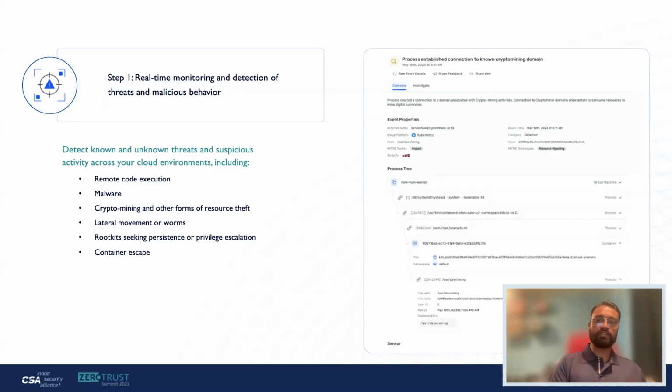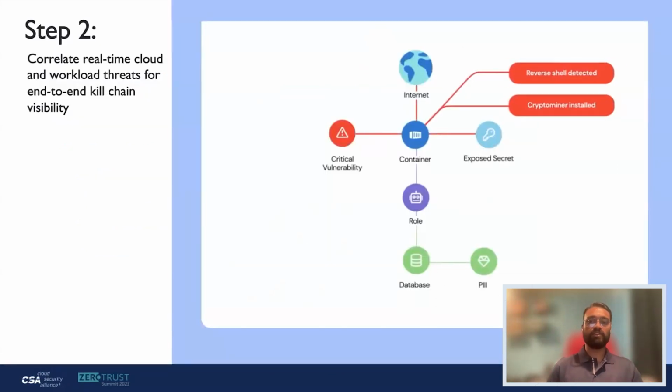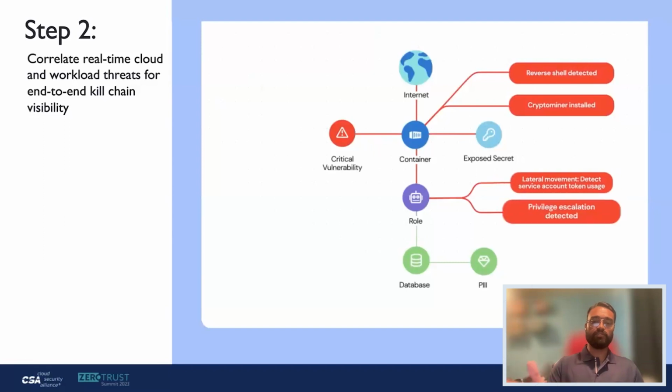Now, once we've detected a connection to a crypto mining domain, what then? We need to take a look at context and understand, hey, if this container is being compromised, what impact would it have to the environment? In this case, we can see the container has an exposed secret on it. It looks like it has access to a role that has access to a database with PII data. All in all, this is pretty bad. The container has that crypto miner installed, and the role is attempting to escalate its privileges. So we can tell this is probably an actual breach that's occurring to our environment.